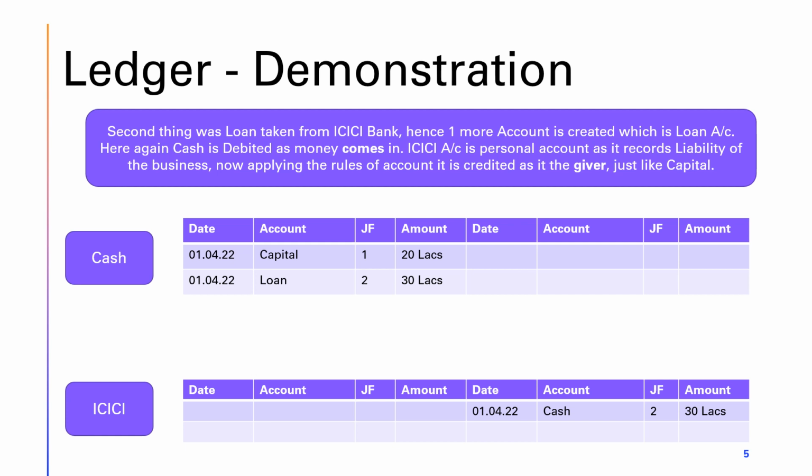Next was receiving of a loan from ICICI. Cash account is already open. We just need to record the entry on the debit side again with the relevant amount. And hence, we will open a new ledger for ICICI Bank and pass the corresponding entry. After this, you can see that the business has 50 lakhs and 2 sources are visible for it. That is capital and loan, along with the balance received from each one of them.